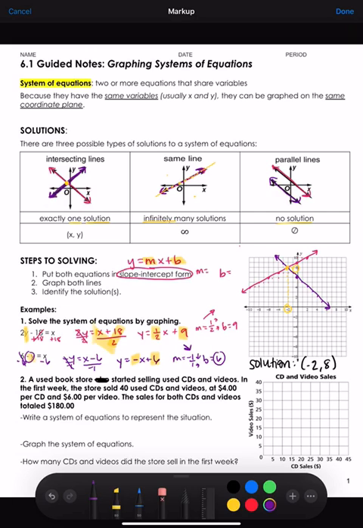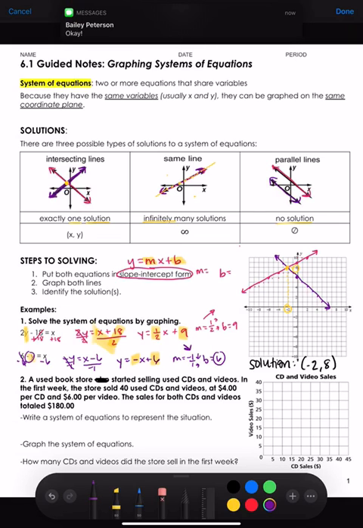The sales for both CDs and videos totaled $180. All right, so when I'm solving a system of equations, first of all, let's back up and just think, if I didn't know I was learning about systems of equations, you might just think you're going to set up one equation like we have in the past.